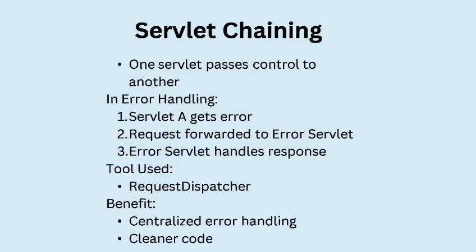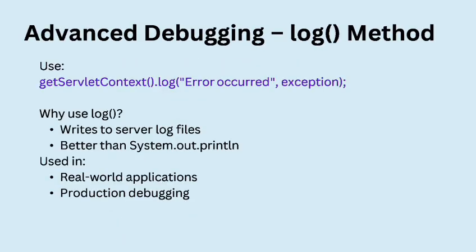Servlet chaining means one servlet passes control to another servlet. In error handling, if an error occurs in one servlet, it forwards the request to another servlet called the error servlet. This is done using RequestDispatcher. The error servlet then processes the error and sends the response. And this approach helps in centralized error handling and makes the code cleaner.